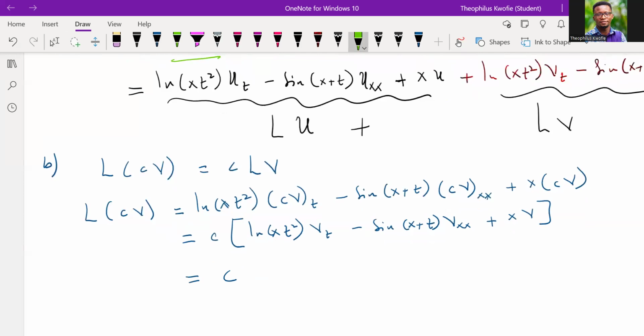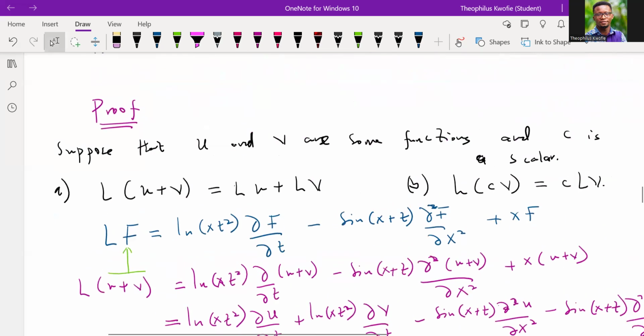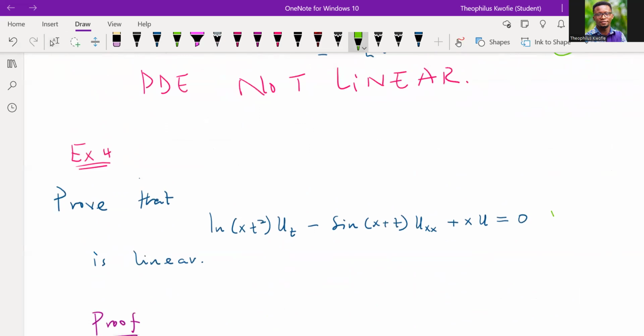What do we see over here? This becomes my L v, my C L v. Good. So now we've been able to prove that indeed this particular PDE is linear.